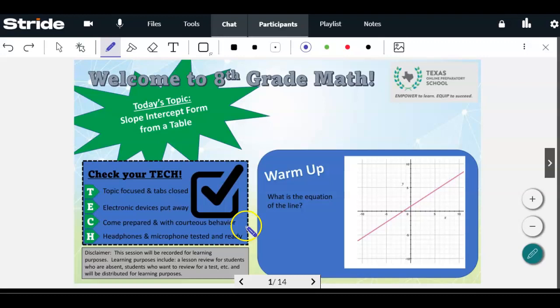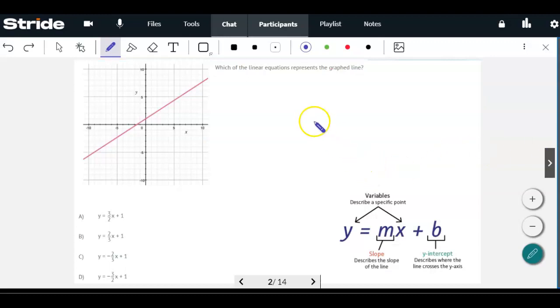Hello, so this lesson is 4.02 slope-intercept form from a table. Let's just go ahead and look at that warm up real quick. This is a review of writing the equation from the graph. So you want to look where you have the slope-intercept form down here, y equals mx plus b. The b is your y-intercept, so let's start there.